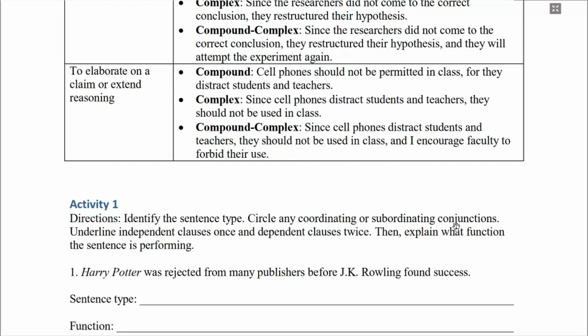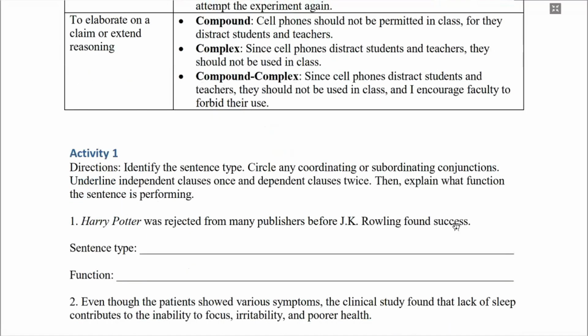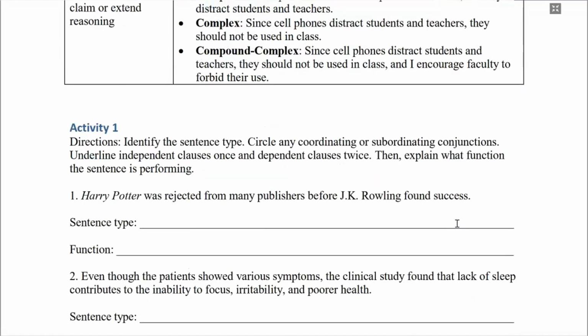Let's see this. Identify the type of sentence there. Circle any coordinating or subordinating conjunctions there and underline the independent or dependent clauses. Let's see. Harry Potter was rejected from many publishers before J.K. Rowling found success. This type of sentence is called a complex sentence.